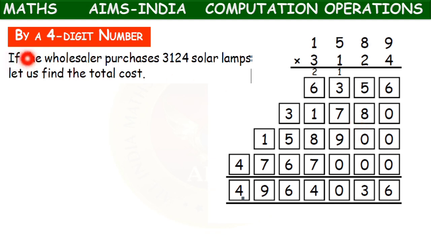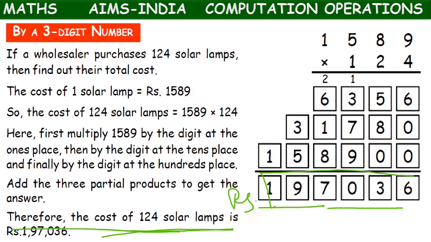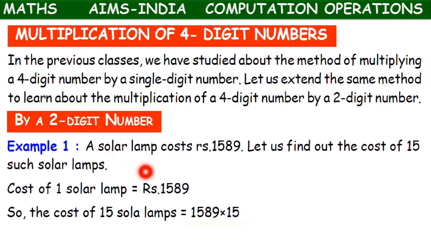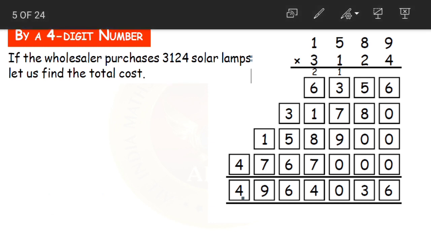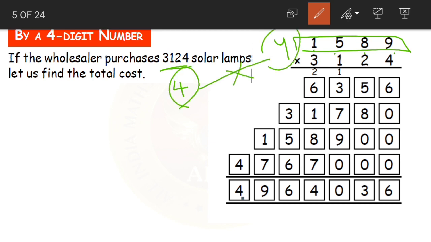Now moving on to multiplying by a 4-digit number. If the wholesaler purchases 3,124 lamps, find the total cost. Yes, here what was given, children? The cost of one lamp is 1,589. Now for this, what should we find out? We should find out the cost of 3,124 lamps. Now how many digits does this number have? 4. And what is the cost of one lamp? 1,589. Now this also has 4 digits. So what are we doing here? A 4-digit number multiplied by another 4-digit number. Let us multiply now.